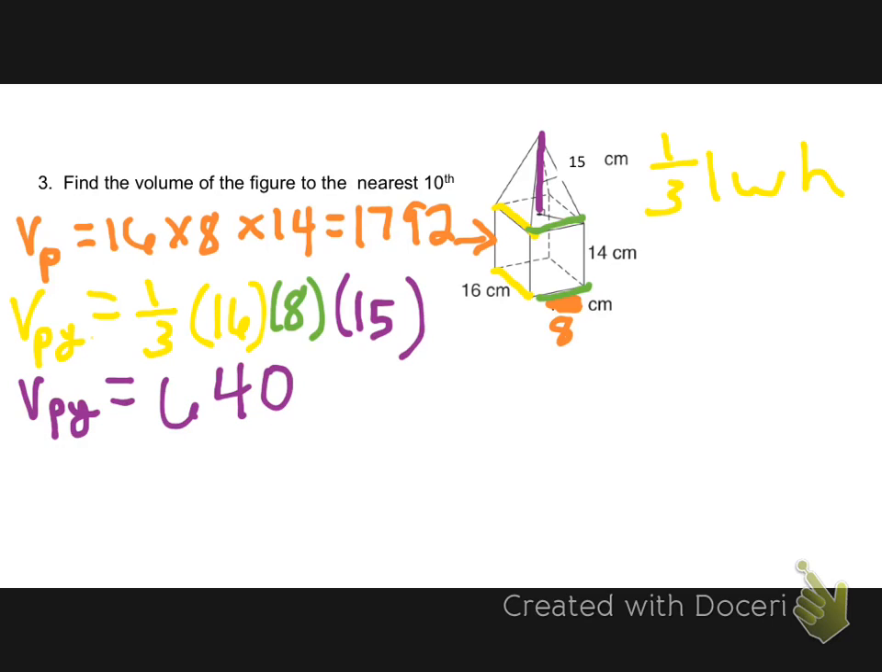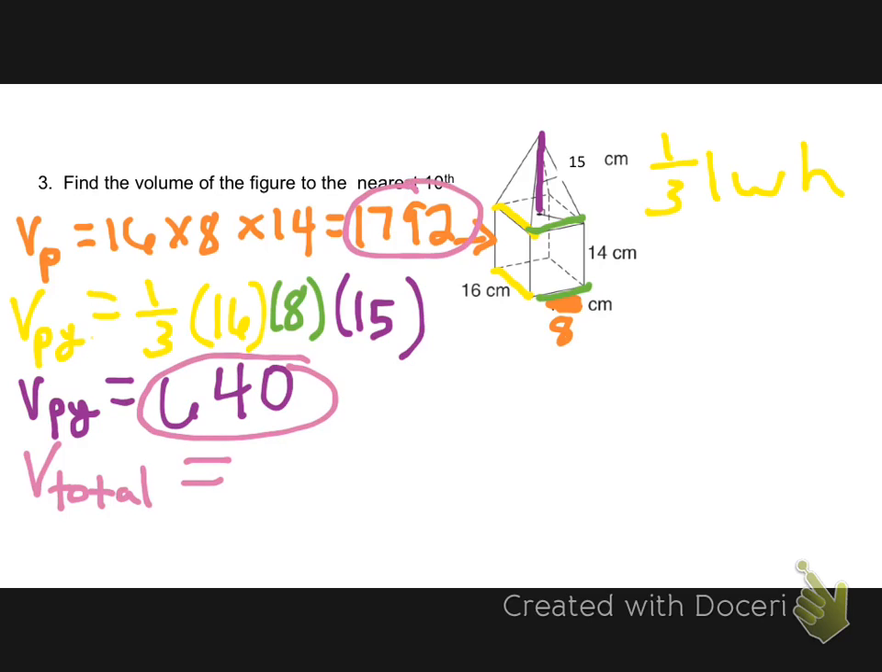So now, in order to find the volume of the total figure, what we're going to do here is, for the total, you're going to take the volume of the pyramid and add it to the volume of the prism. When you do, you're going to get 2,432 centimeters cubed. And that's going to be your total volume.